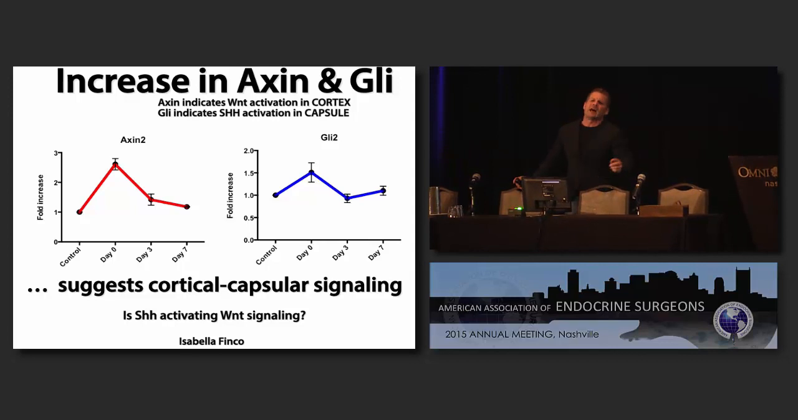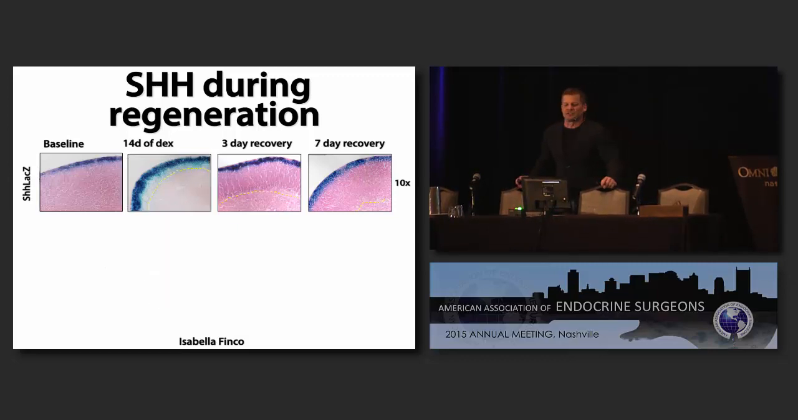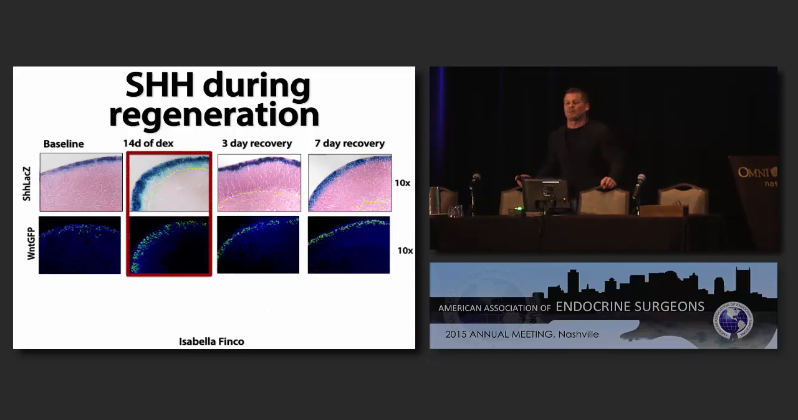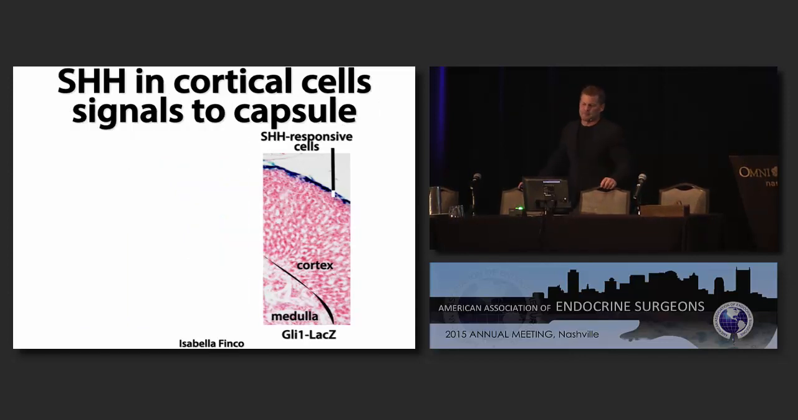So the question that we asked is, is Sonic Hedgehog turning on the Wnt pathway? Well, there's the Sonic pathway being turned on, there's Sonic Hedgehog being made. That big thickened blue line in the second box is Sonic being turned on at the same exact time that Wnt is being turned on after Dex atrophy. These guys, it turns out, are regulating the regeneration, and I'll show you. There's that Sonic producing cell, thick line, turning on the capsule, thin line.